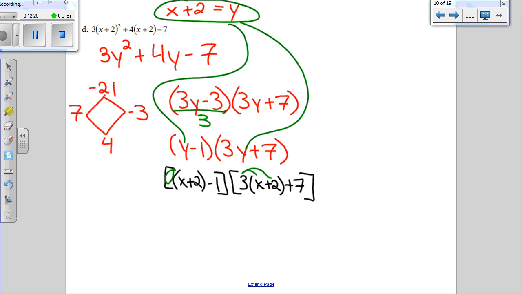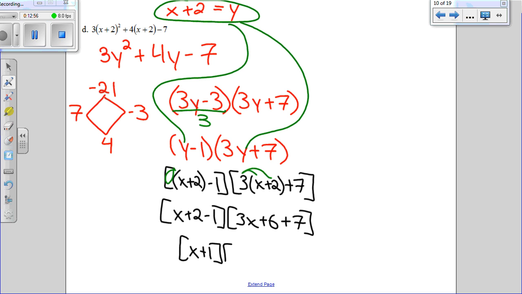I can get rid of them, so now I have x plus 2 minus 1, x plus 6 plus 7. And then within each set of square brackets, I can collect any like terms that I have. It becomes x plus 1, and it becomes 3x plus 6. Any questions on how I jacked up that?